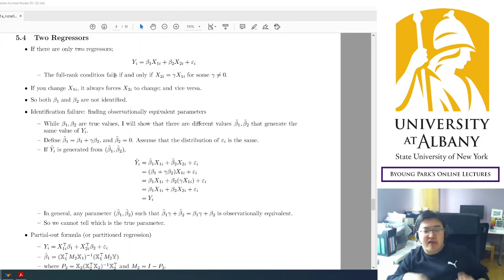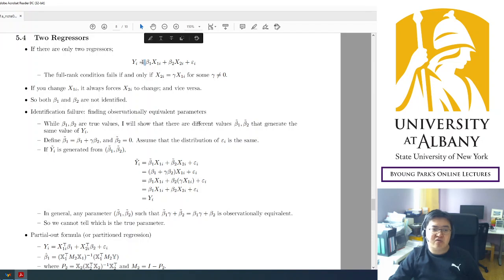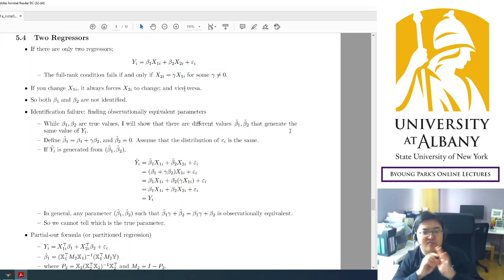In this setup, the full rank condition fails, or a multicollinearity problem arises, if and only if one variable is a multiple of another variable. In this case, I do not include an intercept because there is no intercept in this equation. So you may imagine the means of x1 and x2 are 0. If one variable is another variable multiplied by a constant, then the full rank condition fails.